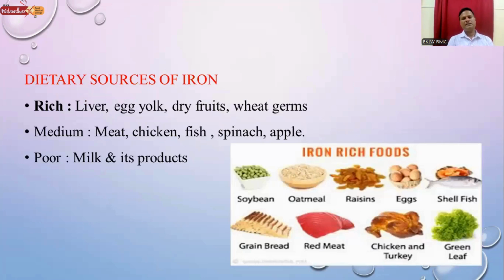Now, which are dietary sources of iron? Rich sources are like liver, egg yolk, dry fruits, wheat germ, while medium sources are meat, chicken, fish, spinach, and apple. While poor sources, milk and milk products, contrary to earlier belief, are poor sources of iron.